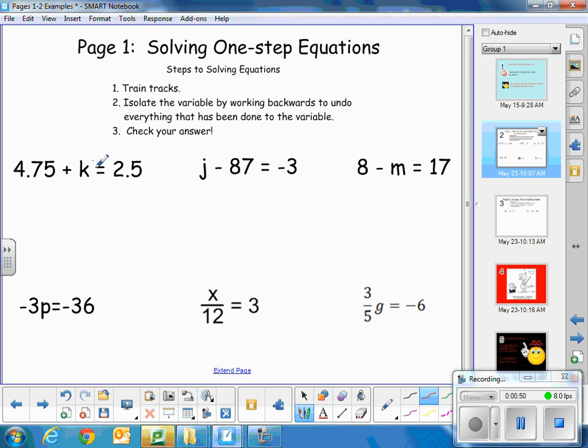So in our first example, we're going to draw the train tracks. And our goal is to get the variable by itself. So to get k by itself, I need to get rid of this 4.75, or 4 and 75 hundredths. Right now, that's a positive 4 and 75 hundredths. So to get rid of it, to get it to be 0, I want to subtract 4 and 75 hundredths from both sides. With decimals, you want to make sure to remember to line up the decimal point.